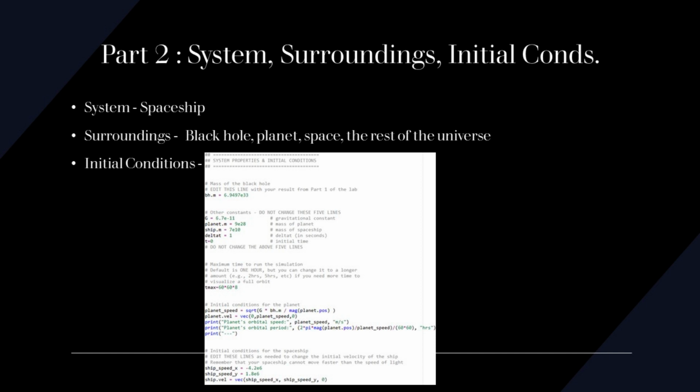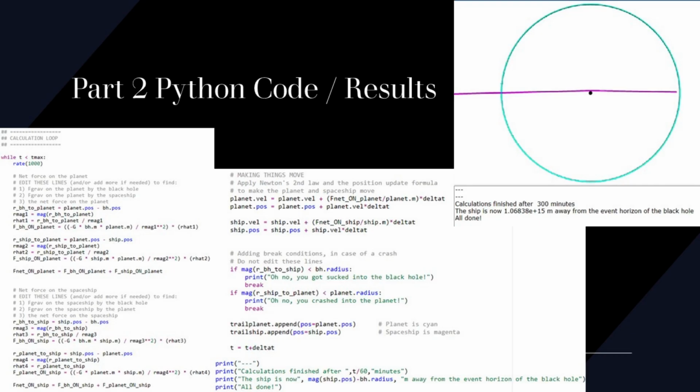For part 2 of my experiment, sorry, I'm having trouble today. For part 2 of my experiment, the system was a spaceship, and the surroundings were the black hole, the planet, space, and the rest of the universe, and the initial conditions are shown below. Here's my Python code for part 2 and the results for my experiment.